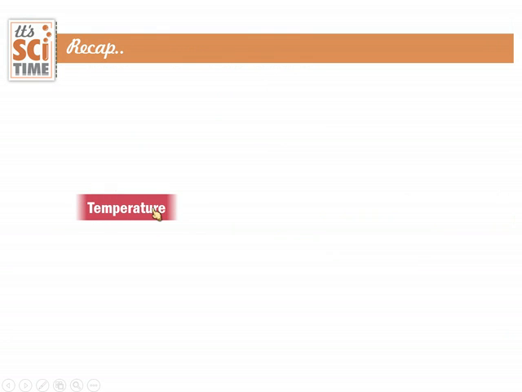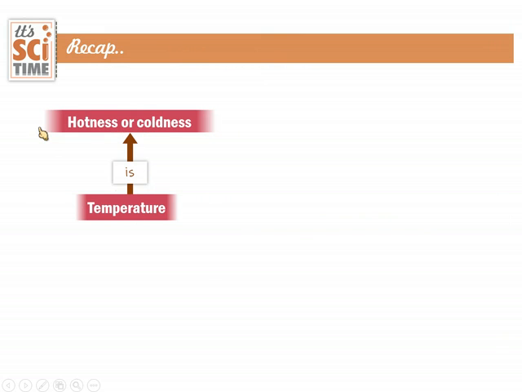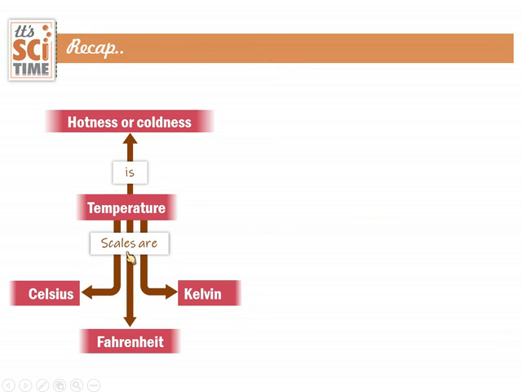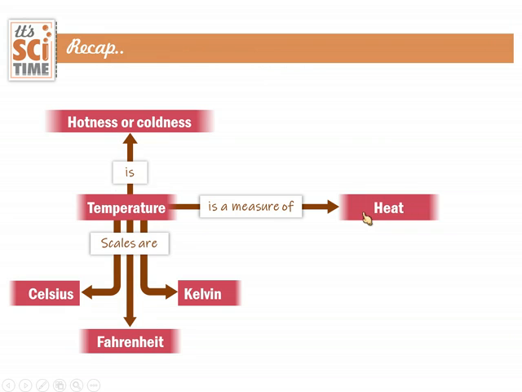Right, let's move on to a recap of heat and temperature. Start from temperature. As we learned, temperature is a measurement of hotness or coldness, and temperature is measured with different units. There are several scales like the Celsius scale, Fahrenheit scale, or Kelvin scale. Today we will learn about these scales. And next fact, temperature is a measure of heat.